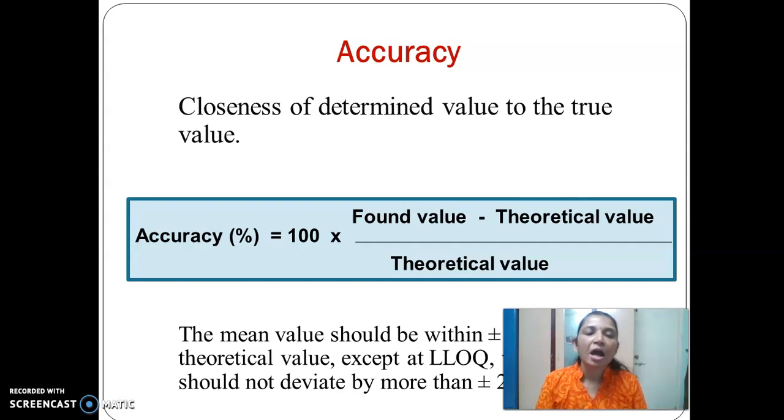Then accuracy. Accuracy is the closeness of the determined value to the true value. To determine percentage accuracy, which is equal to 100 multiplied by found value minus theoretical value divided by theoretical value. Here the mean value should be within plus or minus 15% of the theoretical value.